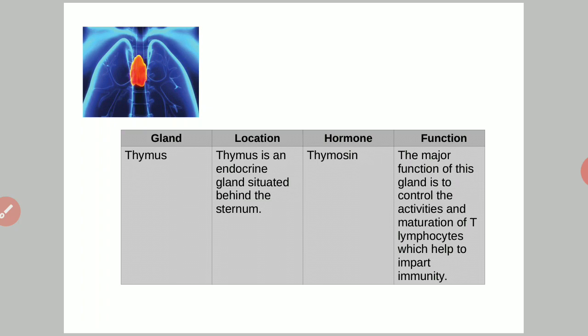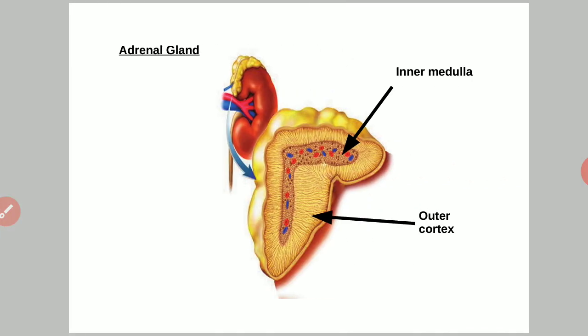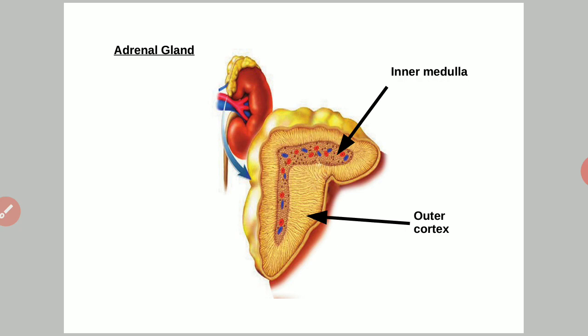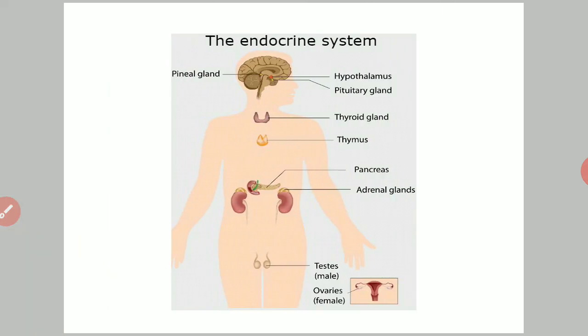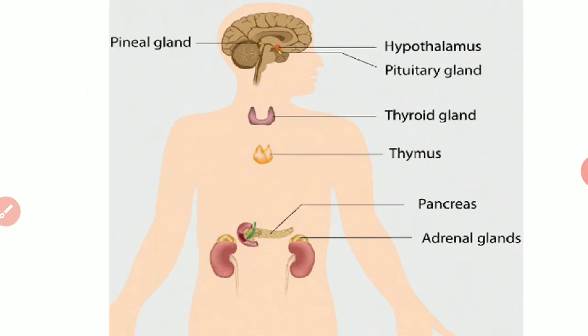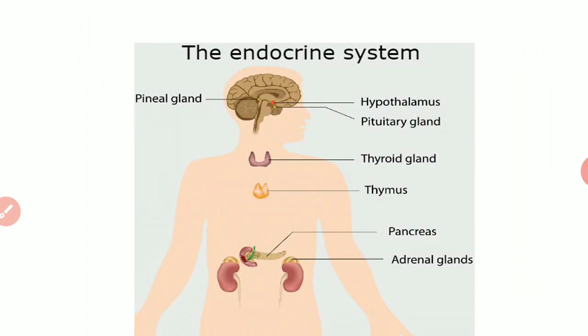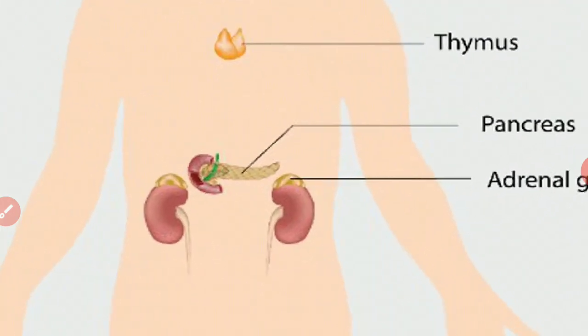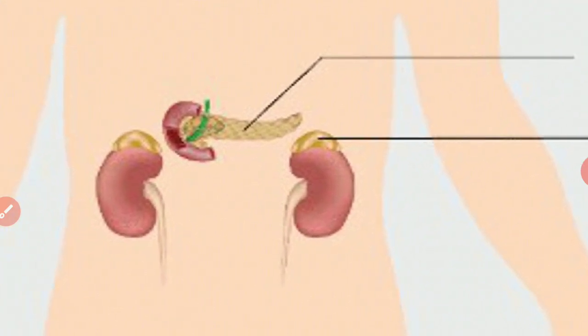This is all about the thymus gland. Okay, then we will go to the next gland. Next gland, we will see the location once again. We learned pancreas, thyroid, thymus. Then we will learn the adrenal gland. See the location of the adrenal gland. You can see the kidneys. We have a pair of kidneys. Above the kidney, it is situated.